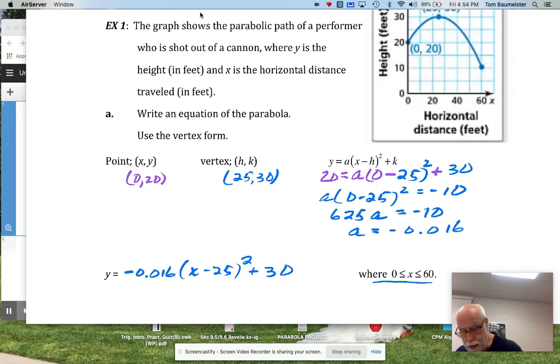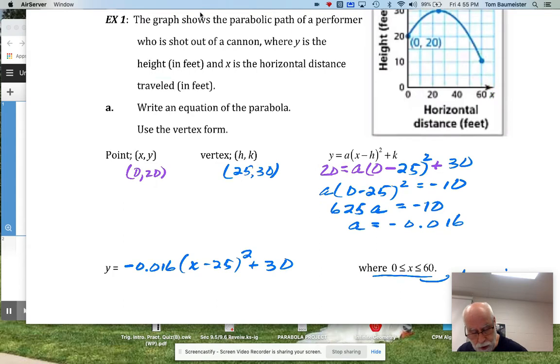And notice this time they gave us a restriction on the domain. In this case it should make sense, because here's where our performer starts and here is where he ends. He gets shot out of a cannon, not a cannonball. Well, you could do a cannonball if you wanted to. That is why our domain is restricted there. Those are our x values, remember? From 0 to 60, because if he went farther, he could actually just splat.